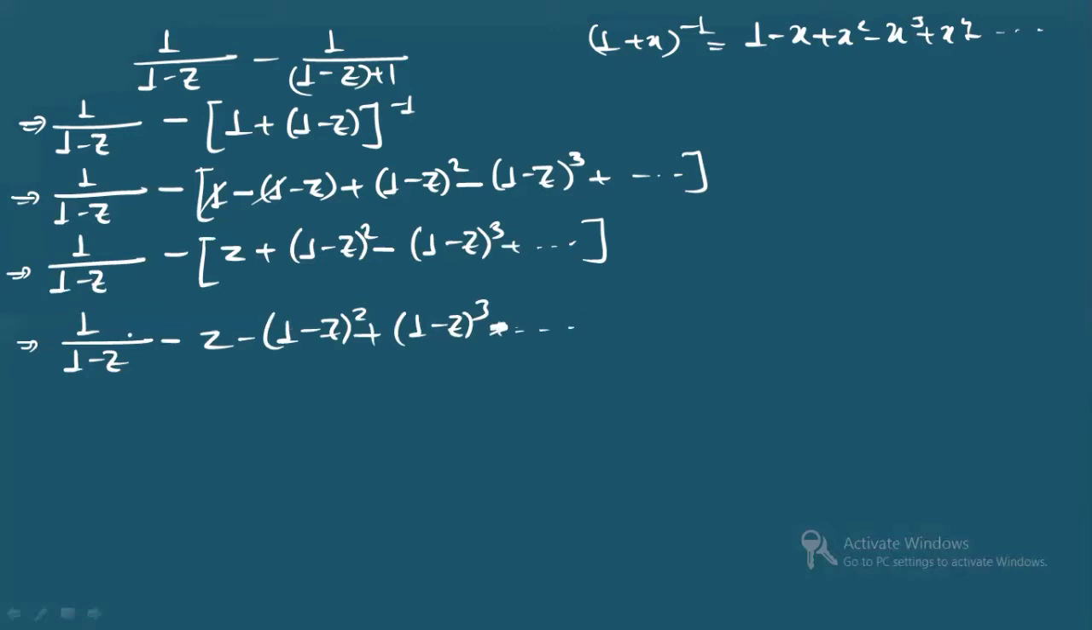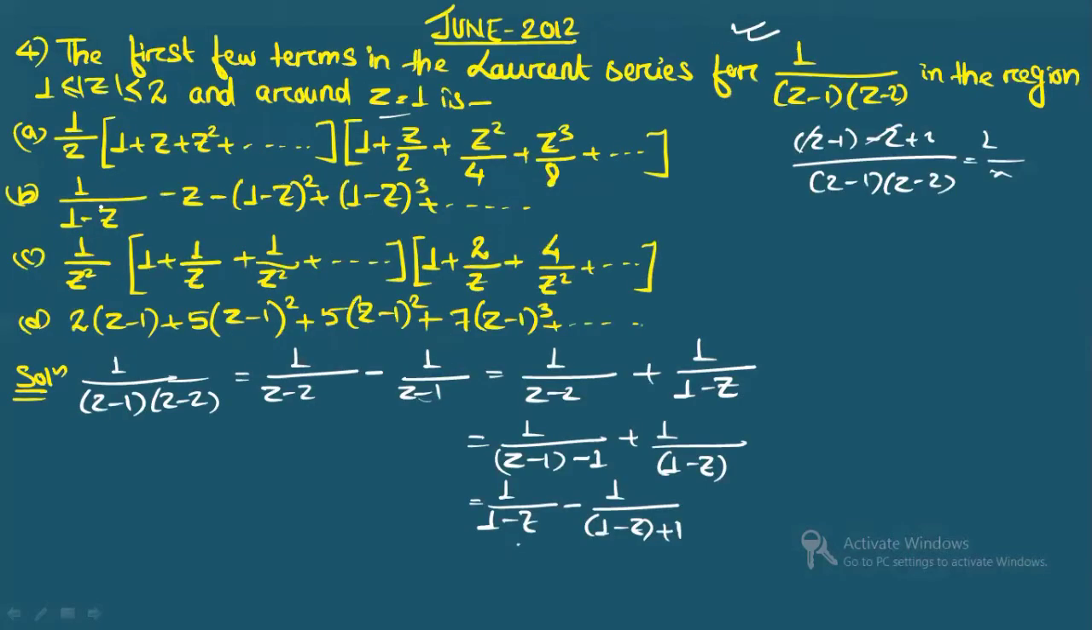So if you see, what will be the correct option? It was 1 by 1 minus z minus 1 minus z square plus 1 minus z whole cube. So the correct option is option B. You have to just do the Laurent series expansion. So this is how we do the Laurent series expansion. Clear? If you are having doubt in Laurent series, you can go and check the video where I explained the Laurent series. And the link is in the description box.